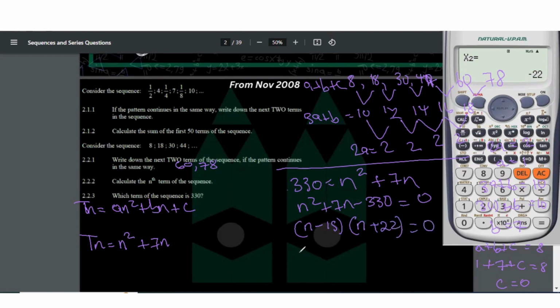And then to solve further, we're going to have n is equal to 15, or n is equal to negative 22. But in this case, because we're looking for the term of the sequence, our terms of the sequence do not go down to negative 22, they always go up. And so we can conclude that n would be equal to 15.